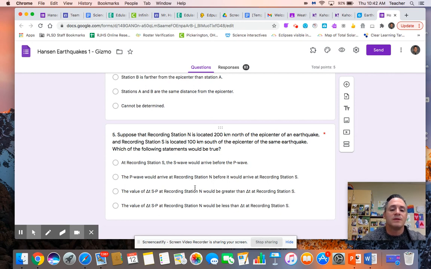The value of the change in time, S minus P, at recording station N would be greater than at recording station S. So think about it. It's farther away. The P wave is going to be farther. So would that time difference be greater? Yeah, it would be. Okay, so N is located 200 kilometers away, so the value would be greater because it's farther away. All right, make sense?